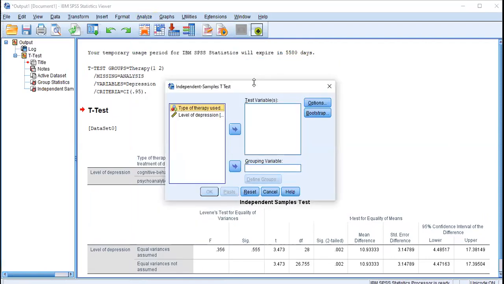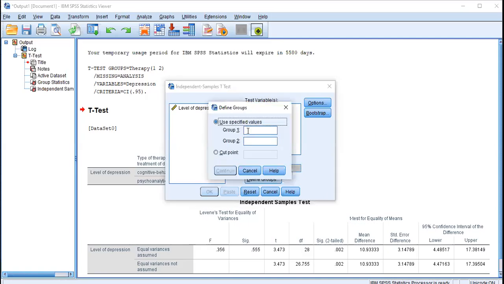Now you have one variable in nominal form, which is an independent variable, to be placed in grouping, and we have to define the groups. We know that we have placed cognitive behavioral as 1, so it will be group 1. We have placed psychoanalytic as 2, so it will be group 2, and we'll simply say continue.